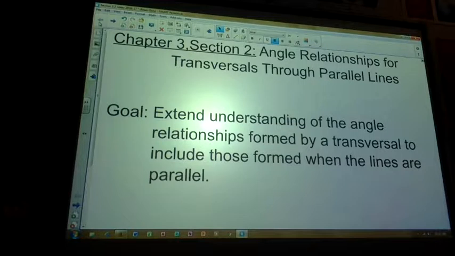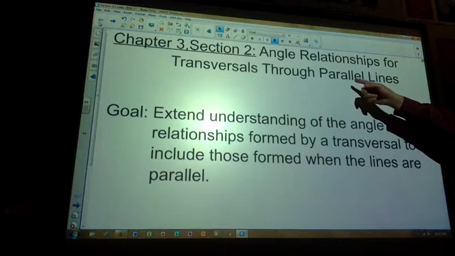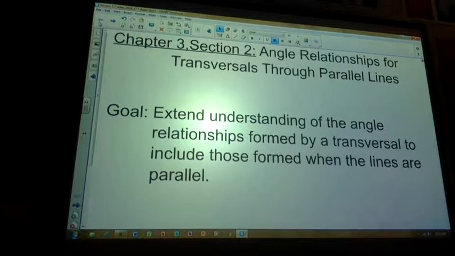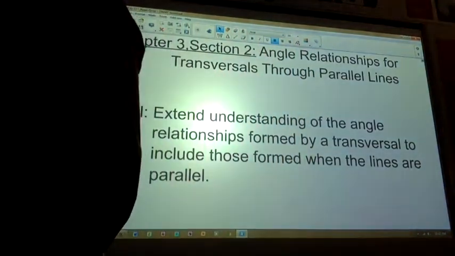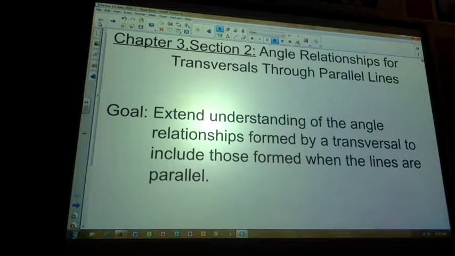Okay, so Section 30, angle relations for transversals. The difference this week is parallel lines. Remember, if I have two lines with a line going through each one, that line's called a transversal. Now we're going to create the lines to be parallel to each other. We're going to extend our understanding of angle relationships formed by a transversal and include those formed when lines are parallel.